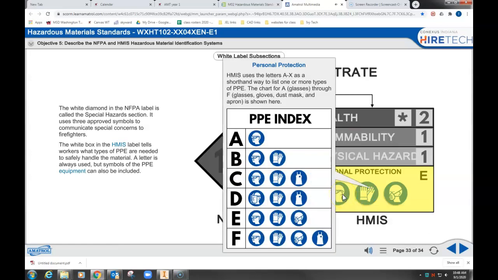Personal protection. HMIS uses the letters A through X as a shorthand way to list one or more types of PPE. The chart for A through F is shown here.